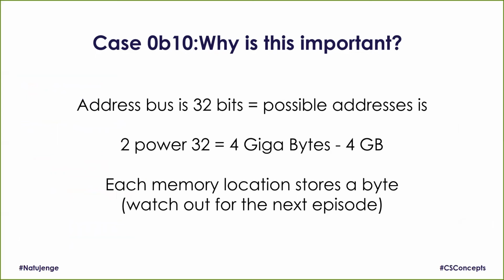Again, you've also heard about the address bus, 32-bit or 64-bit or 16-bit. That means the possible addresses in a 32-bit bus is 2 to the power 32, which gives us 4 giga. So if each location stores a byte, something that we'll study in the next episode, it means that a 32-bit bus can only address 4 gigabytes. So in the event you put 8 GB RAM in a 32-bit machine, then definitely you'll have half of that not being addressable in a 32-bit machine.